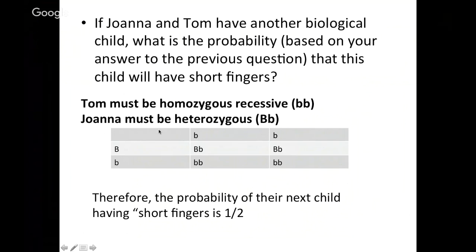So once you do your Punnett square, you can see that the probability of their next child having short fingers is 50%, or 1/2.